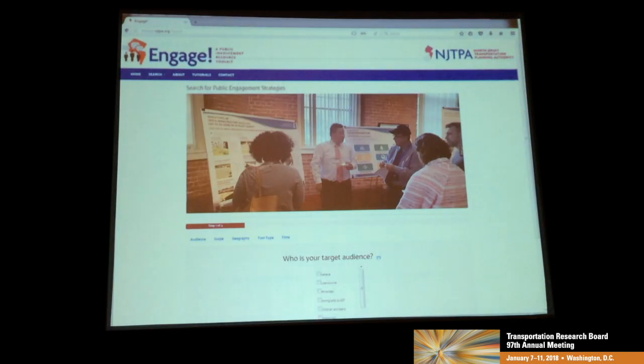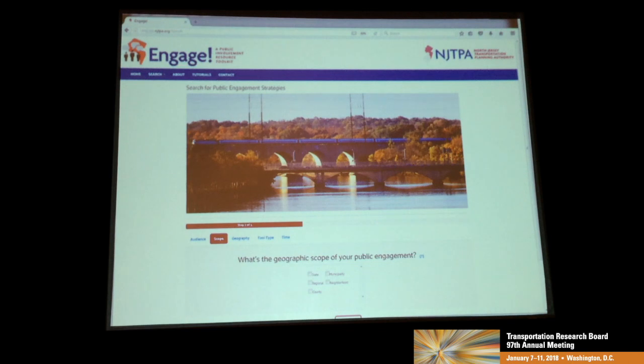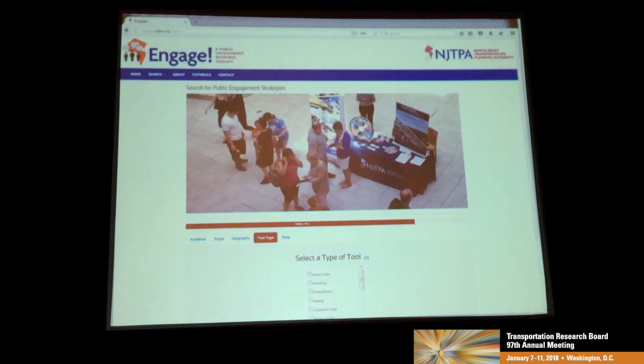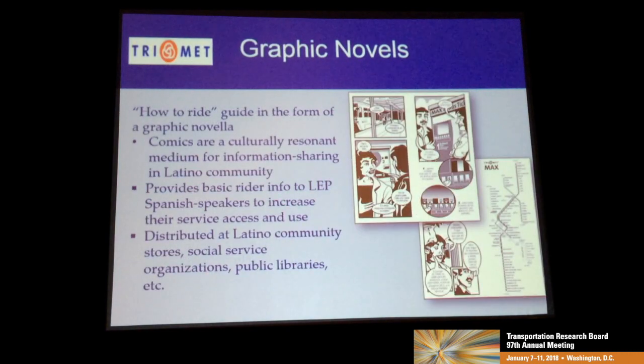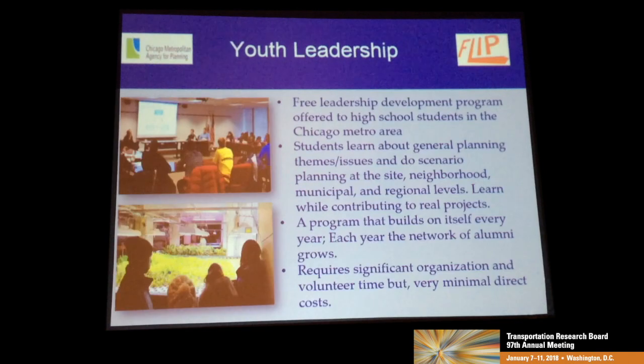So this is the website we go through. It asks you the question, who's your audience? You're able to look at what's the scope of the geography, whether you're talking about neighborhood and so on. Then you're able to look through the type of tool, civic engagement, the novels, and so on.